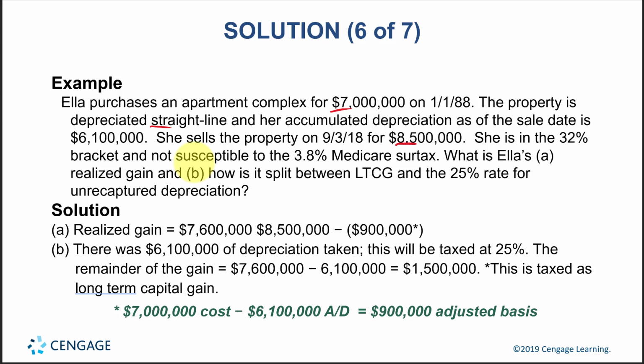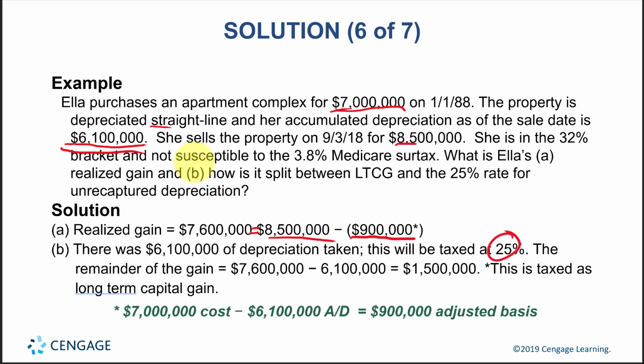So we go through the calculation of figuring out the gain. That's the initial cost of 7 million minus the accumulated depreciation of 6.1 million, leaving us an adjusted basis of 900,000. And we subtract that from the sales price to get a gain of 7.6 million. And again, we're going to turn that gain into unrecaptured gain up to the amount of depreciation taken. But then that gain will only be taxed at a maximum rate of 25%.